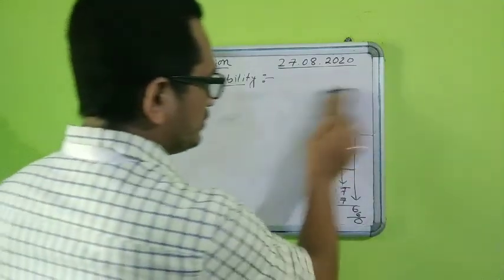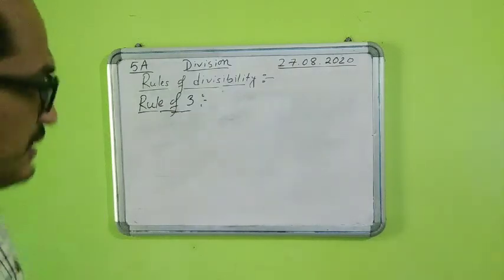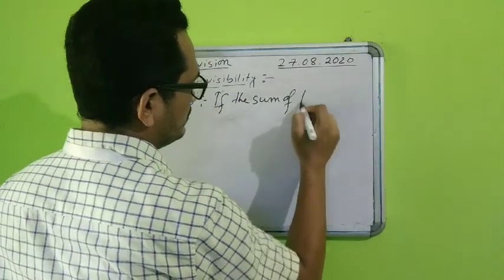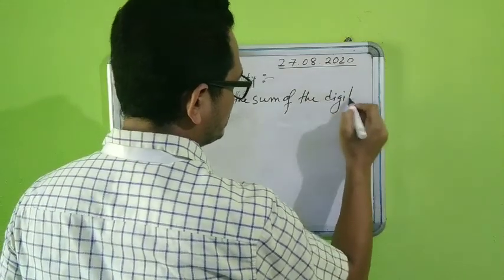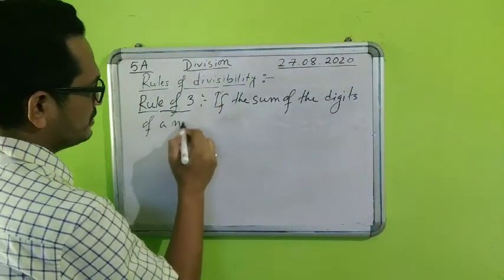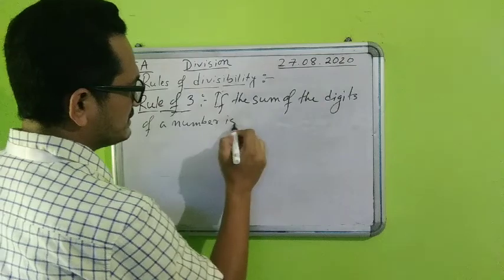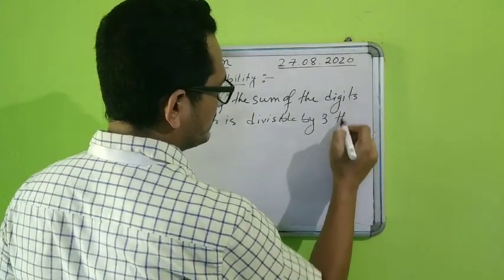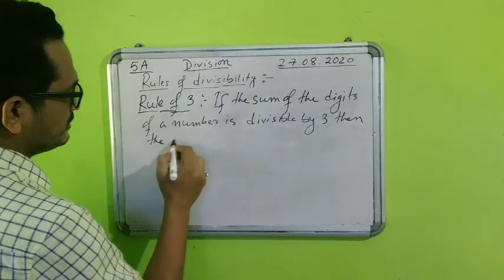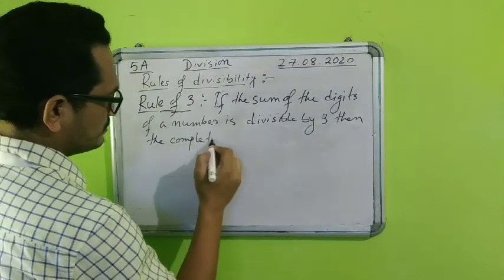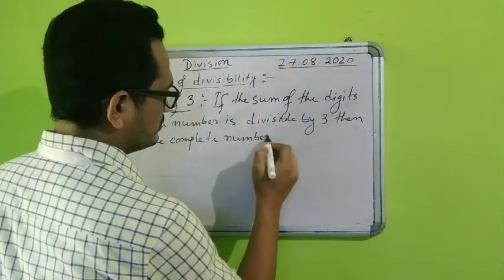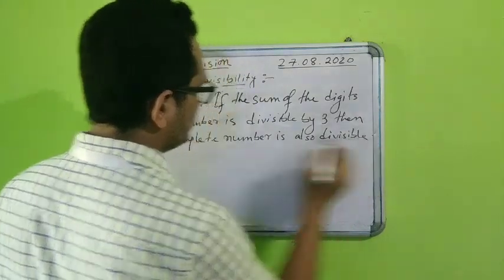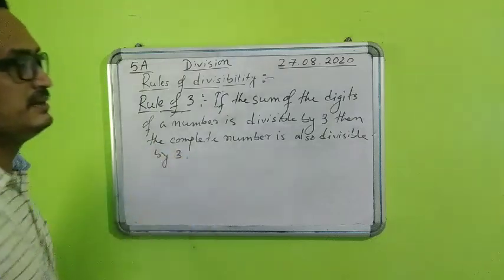So what I will write, students, write down this rule: if the sum of the digits of a number is divisible by 3, then the complete number is also divisible by 3.